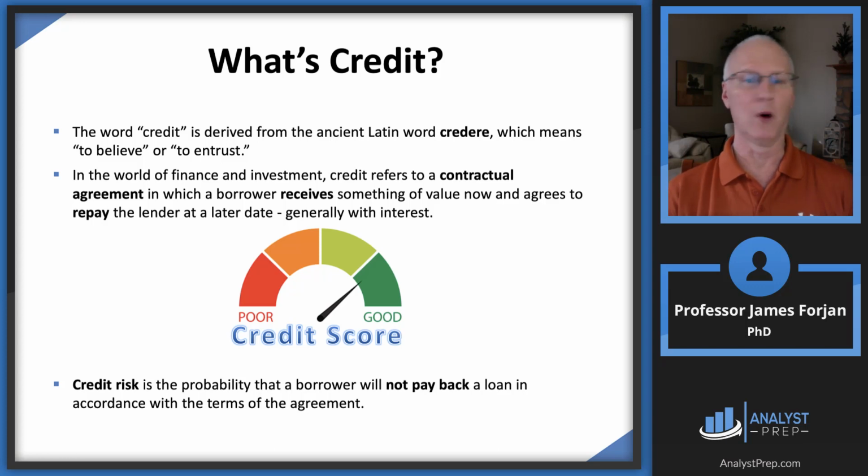Now, of course, all borrowers are not created equally. Some borrowers have a great ability to repay and some less than a great ability to repay. And that's what credit risk is. I'll go ahead and read that definition at the bottom: probability that a borrower will not pay back a loan in accordance with the terms of the agreement. And I always tell my students that the interest rate charged to the borrowers ought to reflect that unique and specific credit risk for that unique and specific borrower. A lot of times it does, sometimes it doesn't.